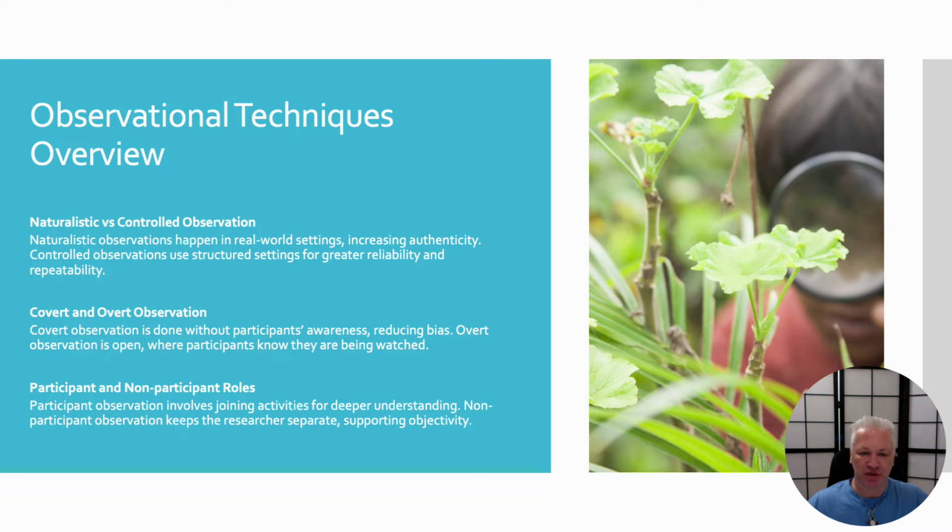Naturalistic and controlled observations. So naturalistic observation involves observing behaviour in a natural environment where the researcher does not manipulate variables. Examples include children on a playground or animals in the wild. A strength of this is that it has high ecological validity because behaviour is real and spontaneous. It's useful for studying behaviours that cannot be ethically manipulated.